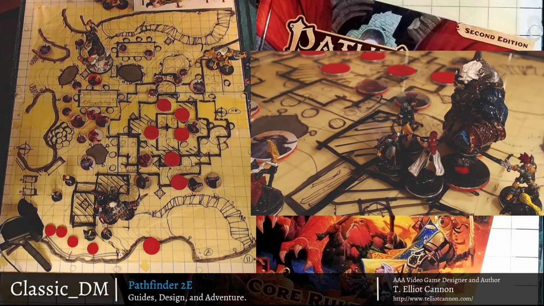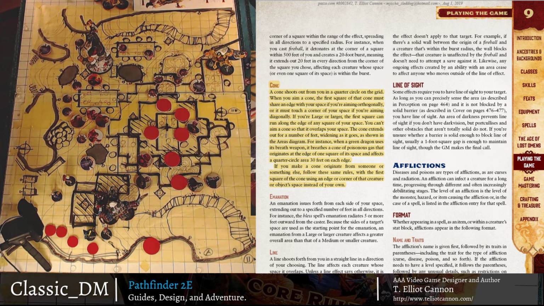Let's see what the definition of a cone is, first of all. The cone shoots out from you in a quarter circle of the grid, like if you were casting Cone of Cold. When you aim the cone, the first square of that cone must share an edge with your space if you're aiming orthogonally, or it must touch a corner of your space if you're aiming diagonally.